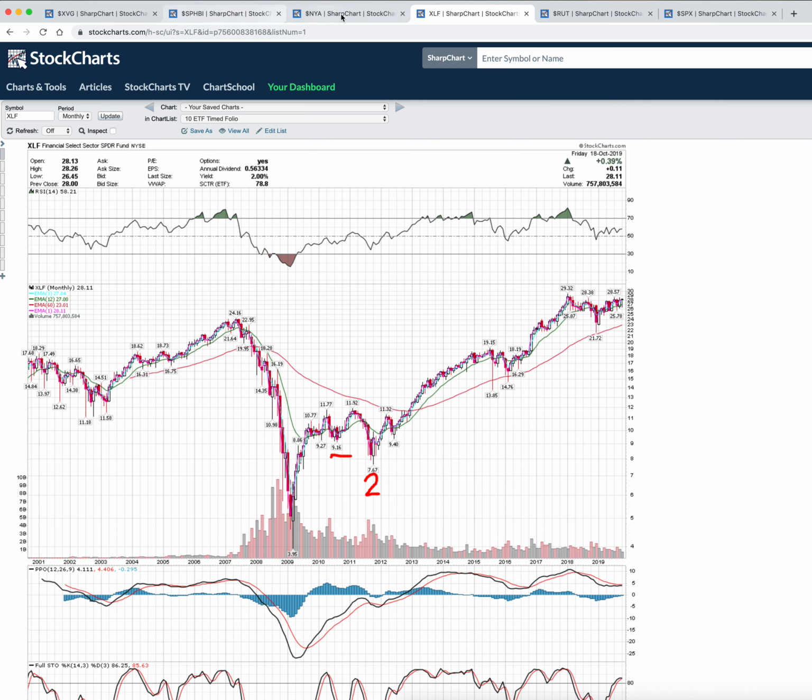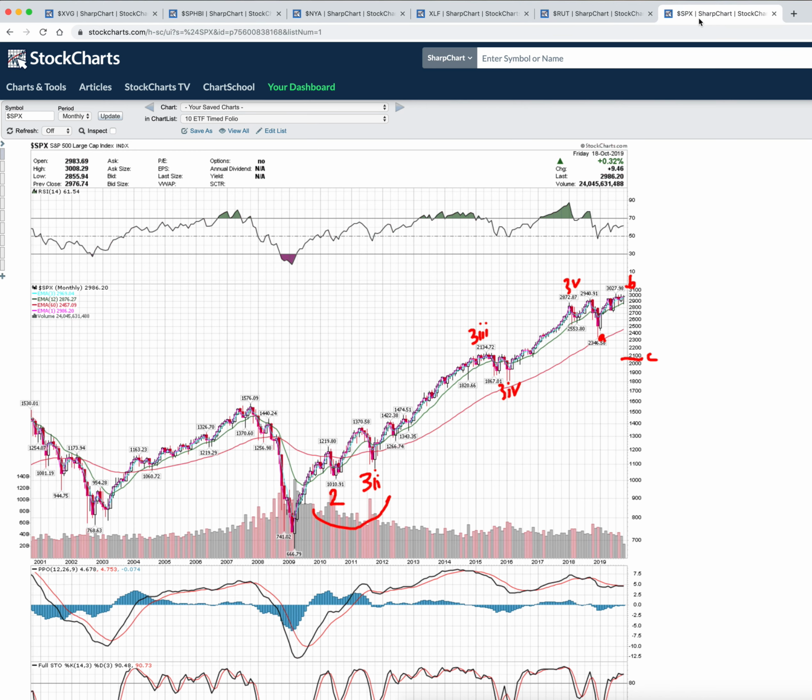I'm showing you multiple indices to solidify my logic so that we can go back to the S&P 500 and count it in that same manner. So if we say this is not 2 and that this is 2, I will clear this here so we can count this as 2. If this is our 2 wave, then by that same logic, A, B, C, this is 1, 2.